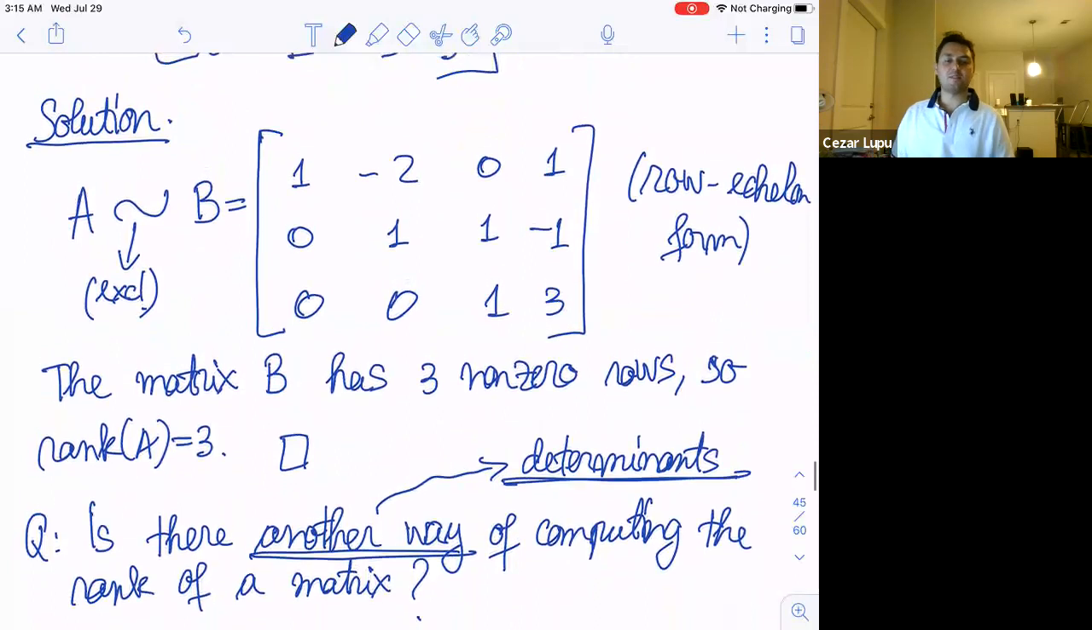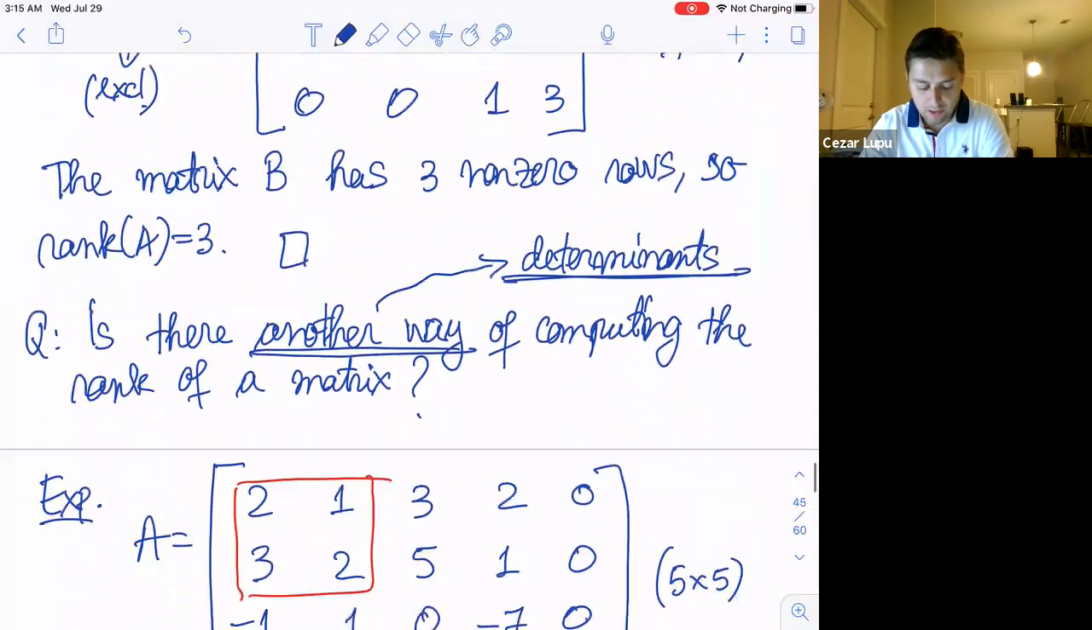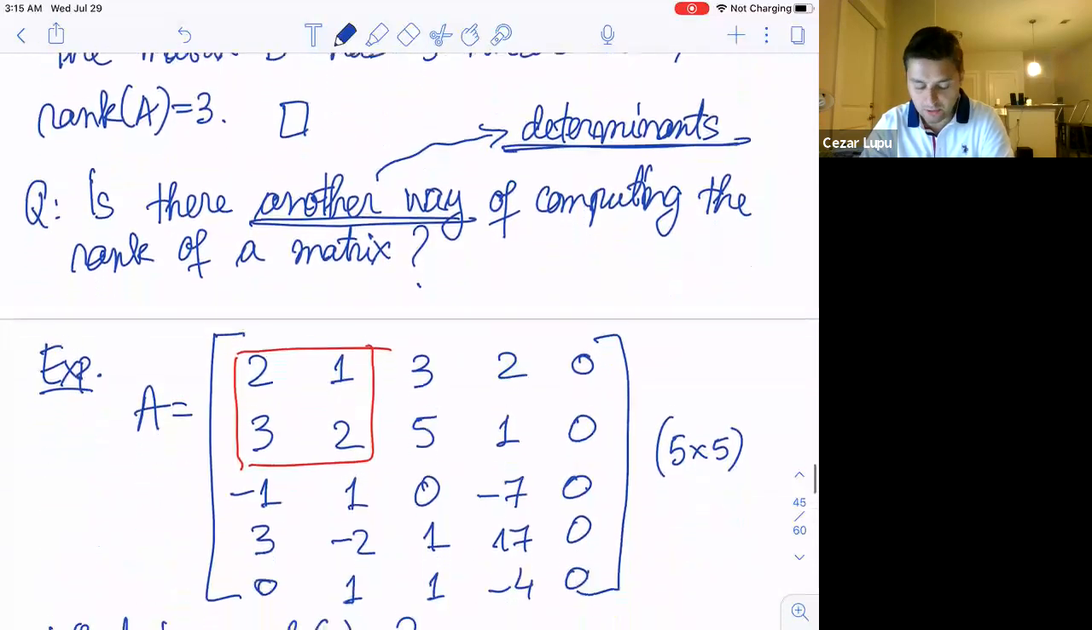And now, like I said, let's answer this question. Is there another way of computing the rank of a matrix? Here, like I said, I'm trying to involve notions that we learned in the previous chapter, the notion of the determinant of a matrix. Well, the answer is yes. And I'll give an example. In fact, not just one example, a bunch of examples.